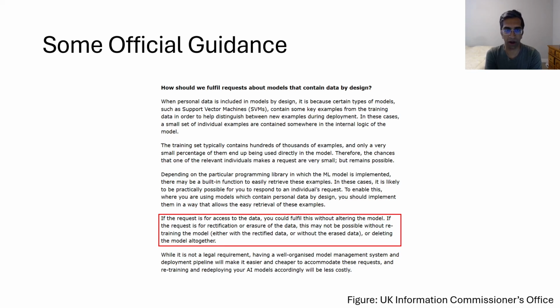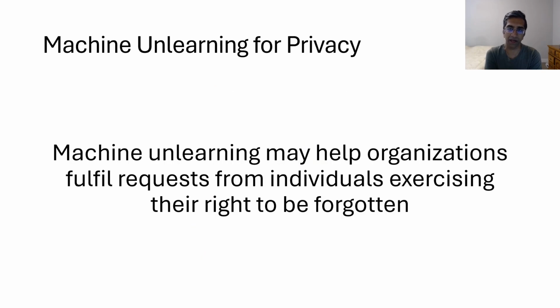And they comment, as I've highlighted here, that if it is something that requires alteration of the model, you might have to retrain the model or delete the model altogether, which would be problematic because that's either a costly operation or you have to just get rid of the model which was useful to you. So this motivates machine unlearning, because it may help organizations fulfill requests from people who exercise their right to be forgotten. You could handle such deletion requests by removing their data from a model that's already been trained without having to delete the model, and much faster than just retraining from scratch.